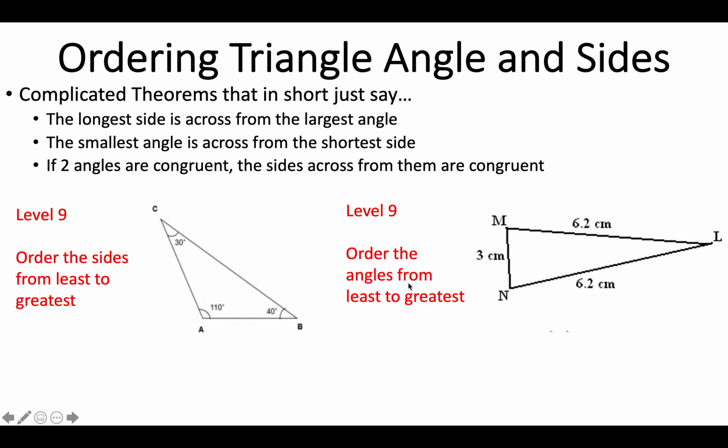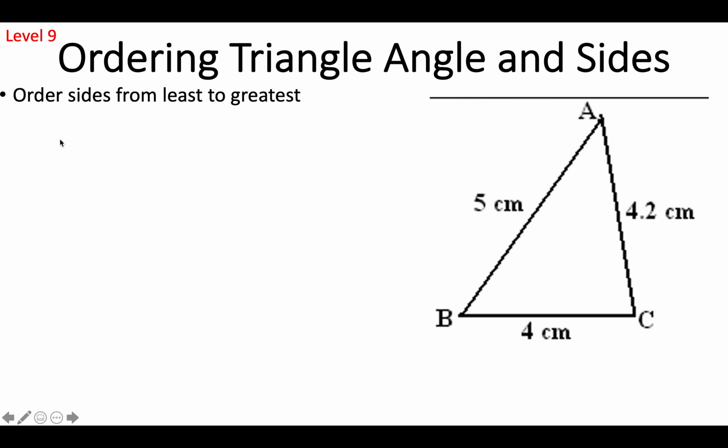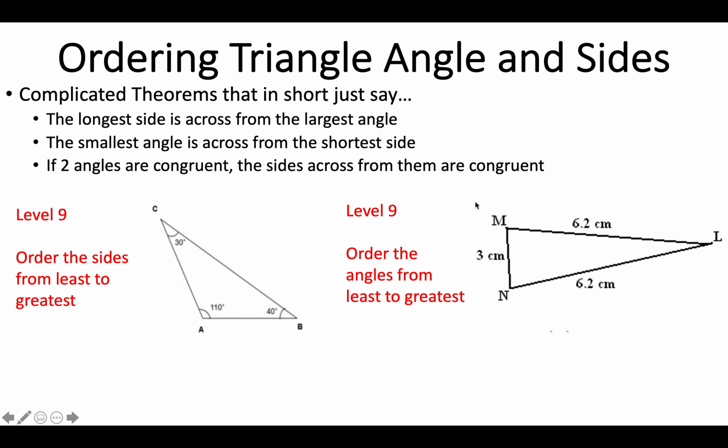Here's another triangle. Order the angles from least to greatest. Well, sides are easy. MN is the smallest. ML and NL are congruent, so they can go in any order. So to get the angles, follow it across. Across from 3 is the smallest angle, L. The other 2 in either order. So it could be angle L, angle M, angle N. Or angle L, angle N, angle M.